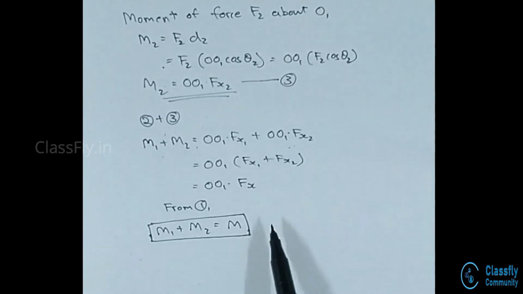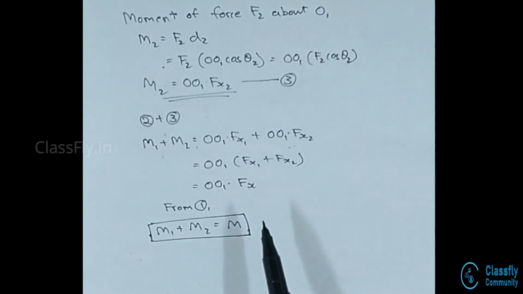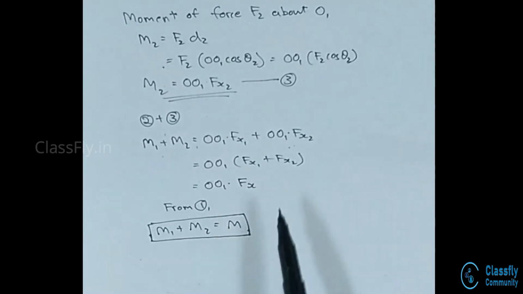Hence, we can see that the moment of the resultant force F about O is equal to the moment of the force F1 about O plus the moment of the force F2 about O. Hence, the Varignon theorem is proved.